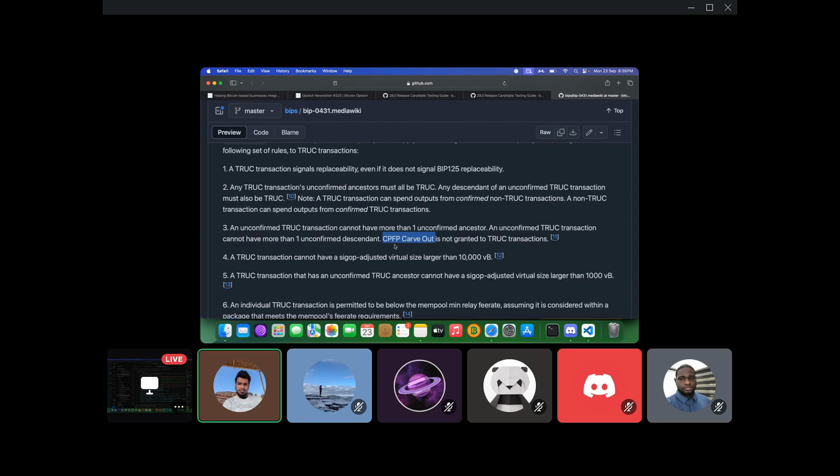So the point being, now that we have reached a stage where truck transactions can have a one parent, one child topology, right? One unconfirmed truck transaction can have only one unconfirmed descendant, or it can have only one unconfirmed ancestor. So we have a one parent, one child topology. So the question of having 25 children or 26 children is now ruled out. So CPFP carve-out is not granted to truck transactions, obviously, because truck transactions cannot have 25 unconfirmed descendants.